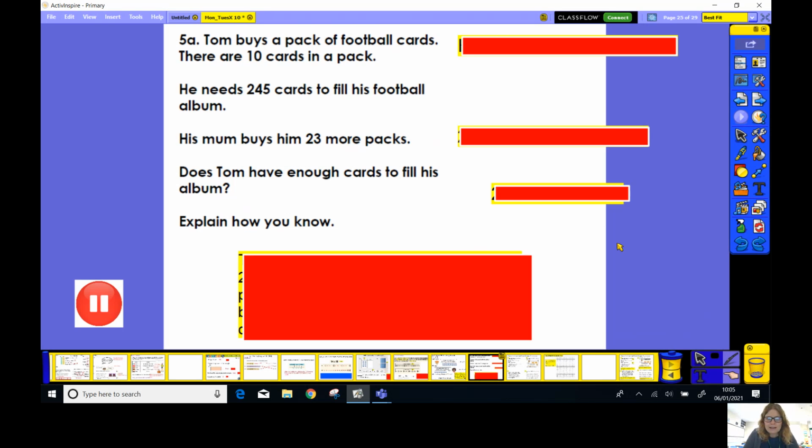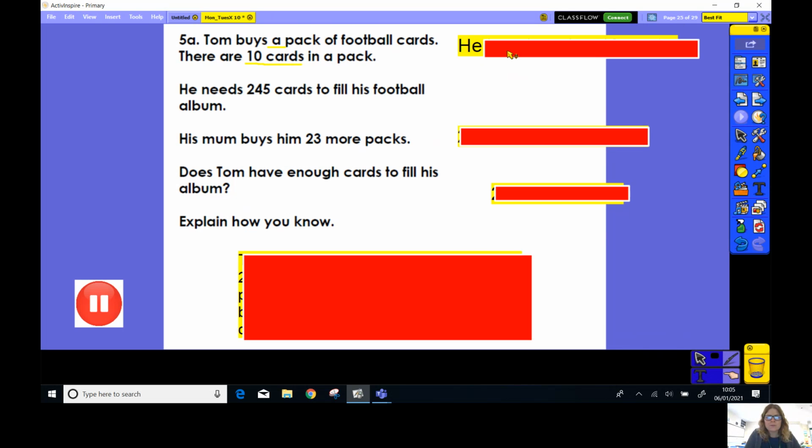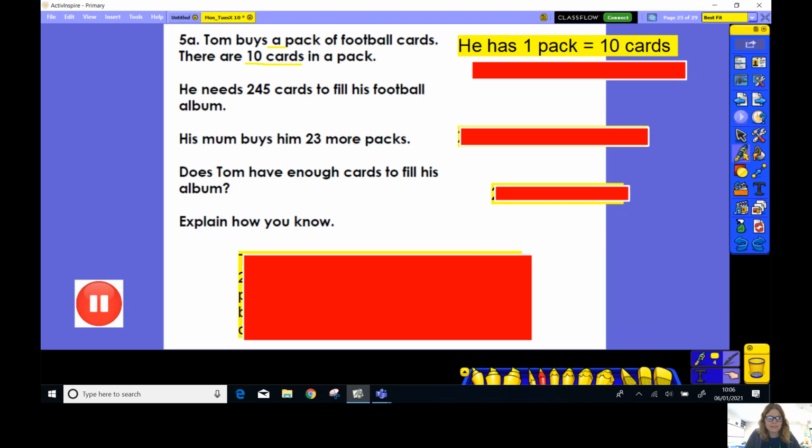Okay, now let's think first of all. Let's highlight some of the key words here because I think it's going to help us. Tom buys a pack. That means he buys one pack of football cards and there are 10 cards in that one pack. So in total, how many cards does he have? Well, he has one pack of 10 cards. He needs 245 to fill his album.